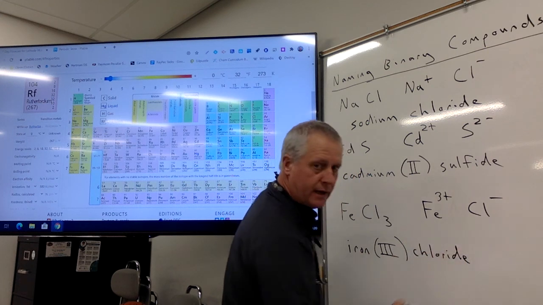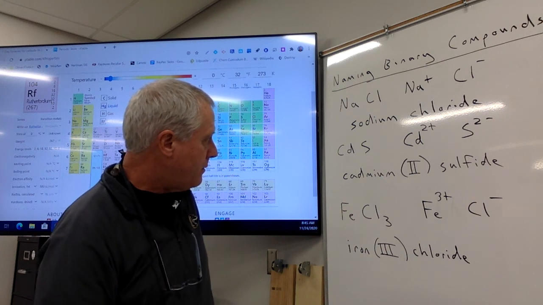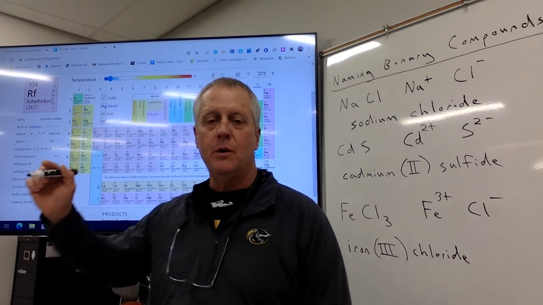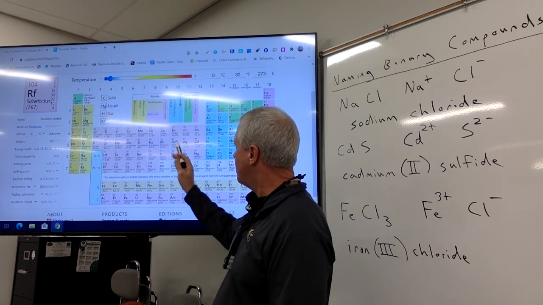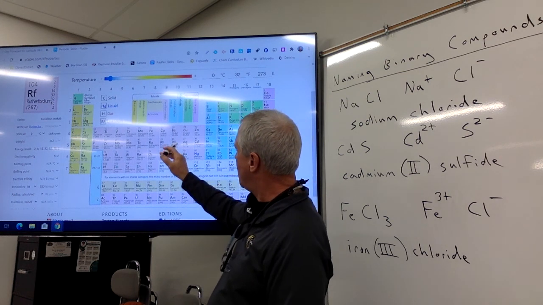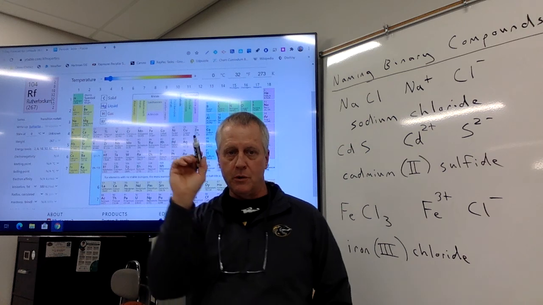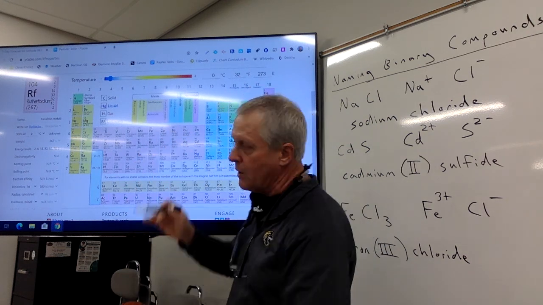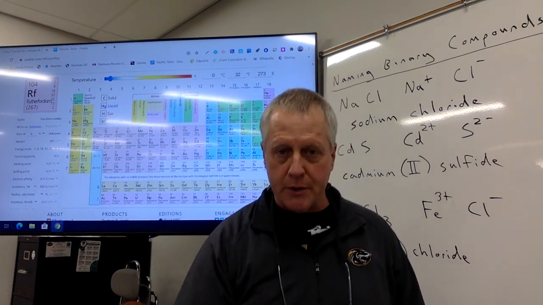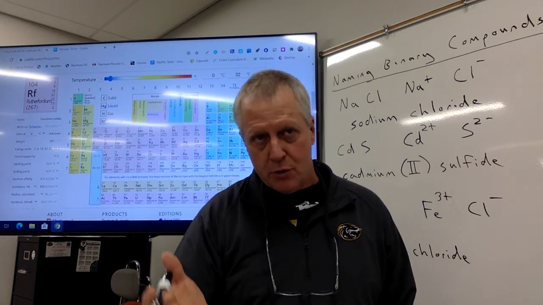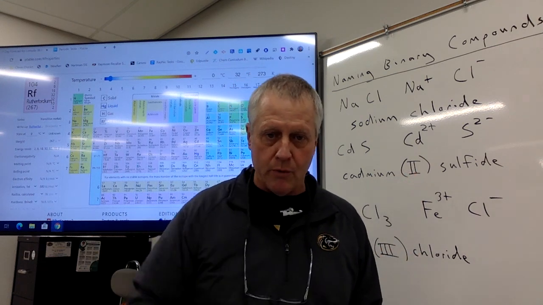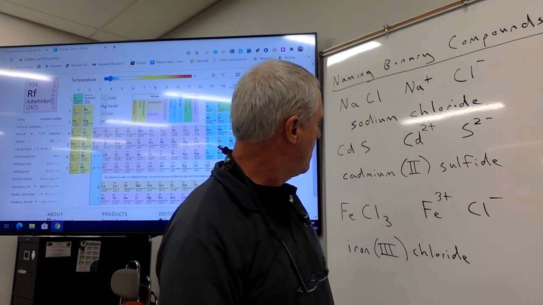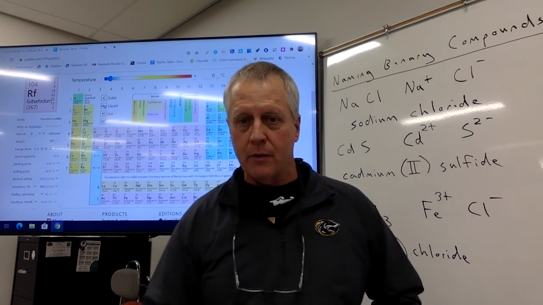Ending in -ide. Now, if you want to double check some of these charges of the transition metals, you could go to iron, click on it, go to the little link when the box pops up, and look for oxidation states. Oxidation states are the charges, and you will see that iron has more than one oxidation state. Okay, guys, I think that's it for naming.